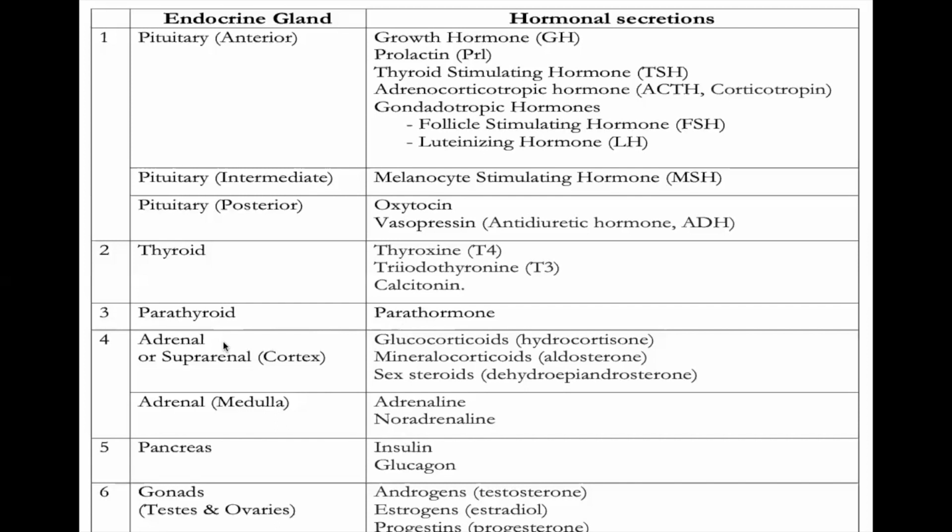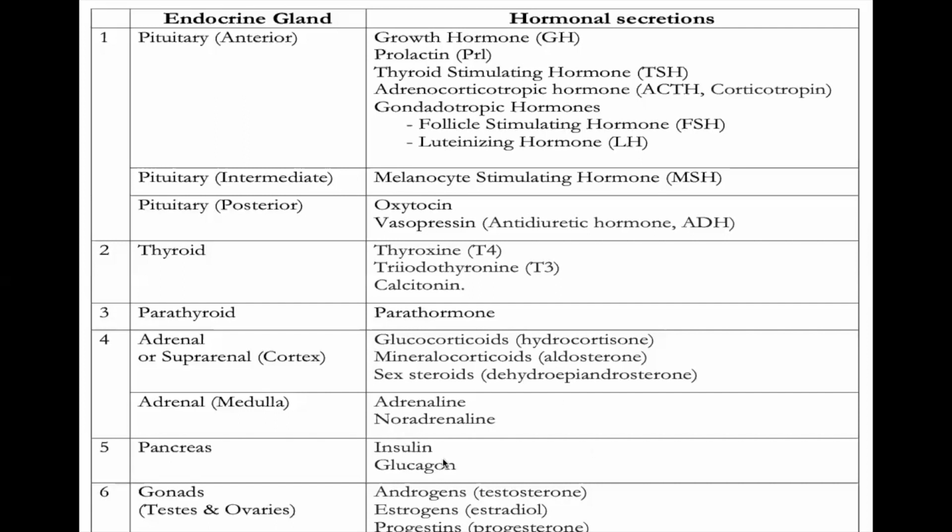The adrenal gland is further divided into two parts. The middle part of the gland is called the medulla and the outer part is called the cortex. The cortex releases many different types of steroids: glucocorticoids, mineralocorticoids, and sex steroids. The medulla of the adrenal secretes adrenaline and noradrenaline, called the fear, flight, or stress hormone.